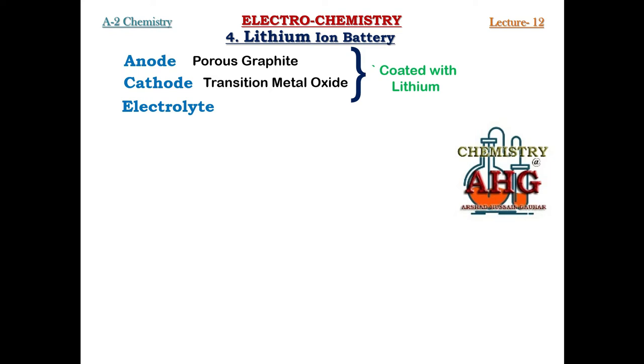Now, what is the electrolyte that we use in this battery? The electrolyte is a lithium salt solution. For example, we can use lithium chloride, but it must be dissolved in some organic solvent like ethanol. So this is the composition of the lithium ion battery that we commonly use.